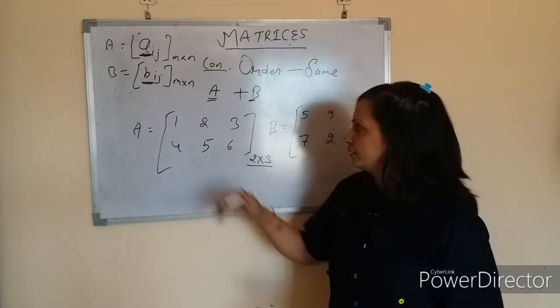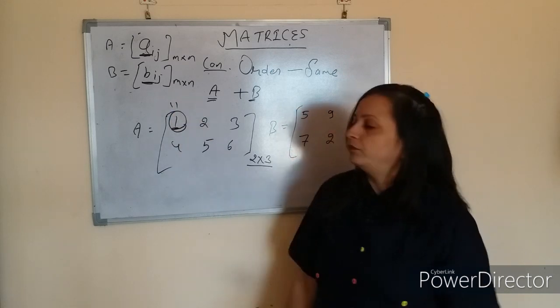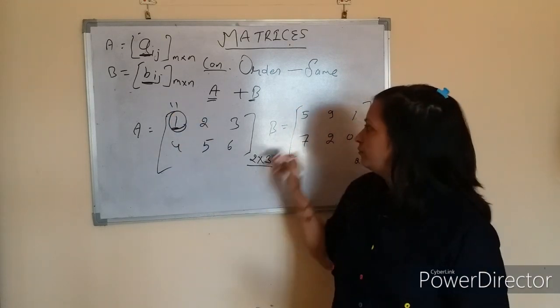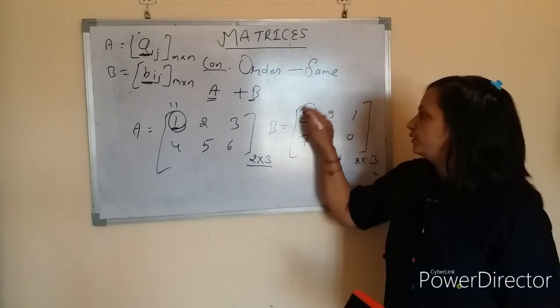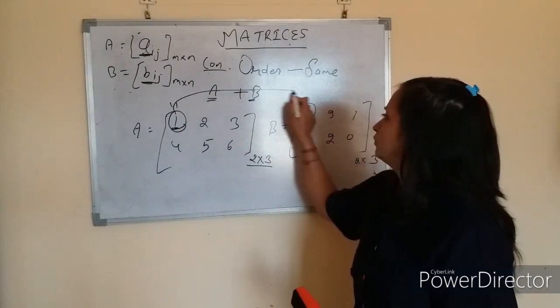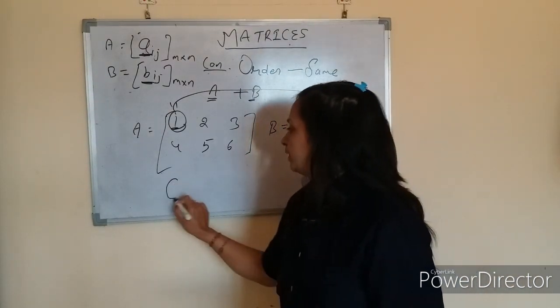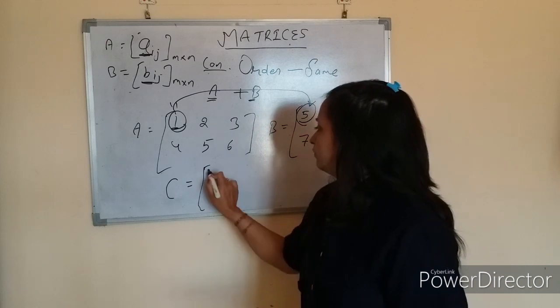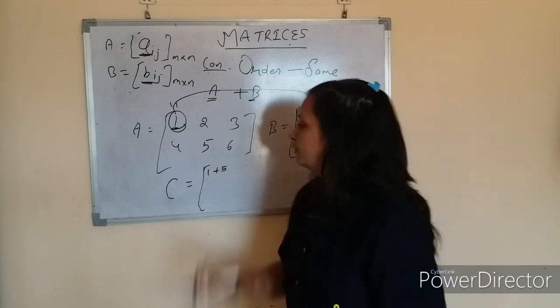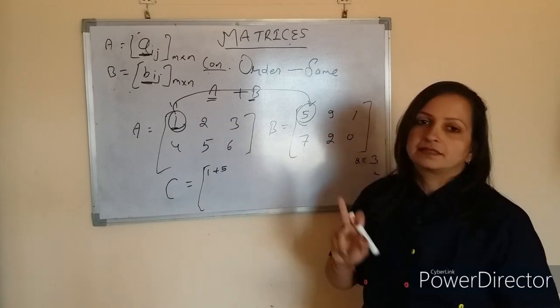So what are we going to add? We are going to add Aij and Bij, that means the elements at the same position. This one is at position 1 1, first row and first column, and here at the first row and first column we have 5. So we are going to add this 1 and 5. So what will be my resultant matrix? It will be 1 plus 5.